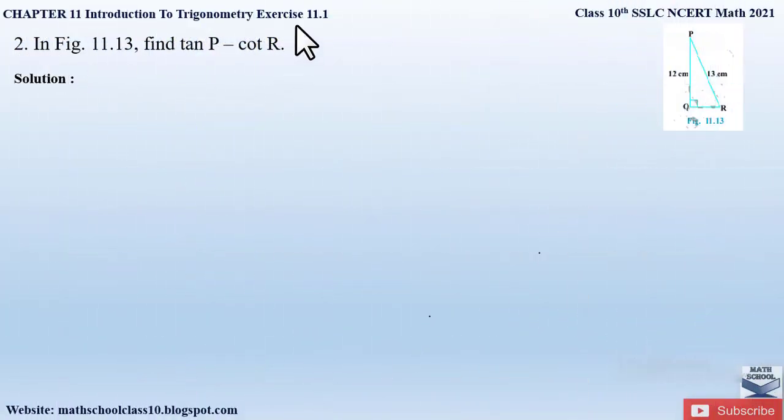Question number 2 from exercise 11.1, chapter 11, Introduction to Trigonometry says, in figure 11.13, find tan P minus cot R. Here they have given us a right angle triangle PQR, right angled at Q, and two sides of this triangle are given, that is PQ is equal to 12 centimeters and PR is 13 centimeters, right? And we have to find out tan P minus cot R.